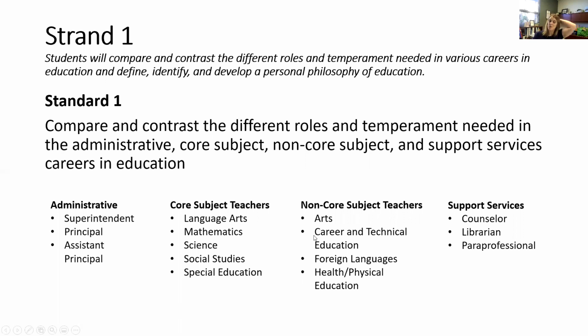So under strand one, standard one, you're just going to have the students compare different jobs within education and what is needed for those jobs. So you'll notice there's administrative jobs, there's core subject jobs, there's non-core subject jobs, and then the support services.